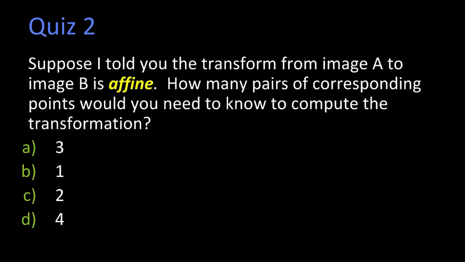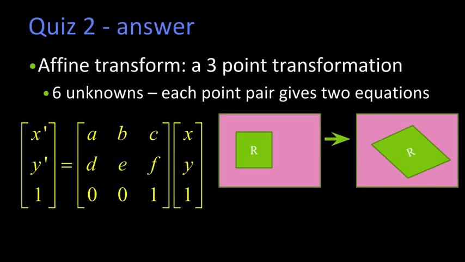Well, the answer is A, 3. Had to go back and see, because it's a 3-point transformation. And as written here, there are 6 unknowns in the affine transform. Okay, it's linear. Each pair of points gives me 2 equations. I need 3 pairs of points, which is what we said before. I could take these 3 points and know where these are, and then everything follows from that.